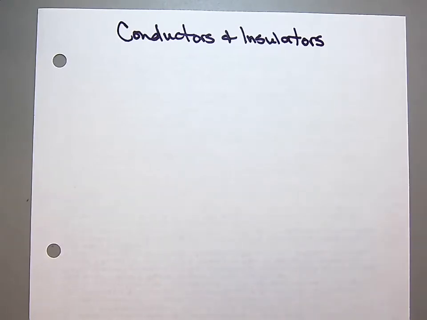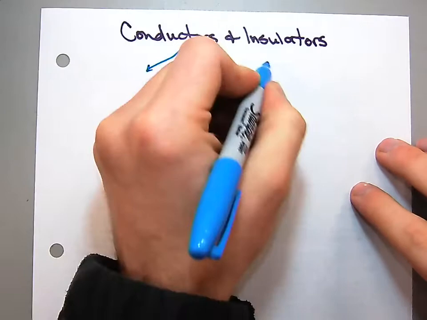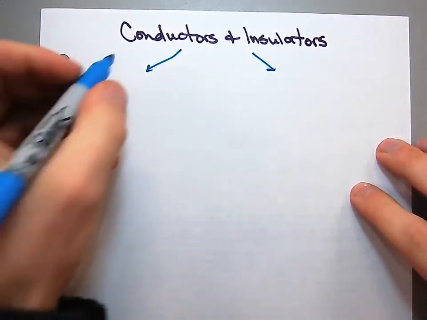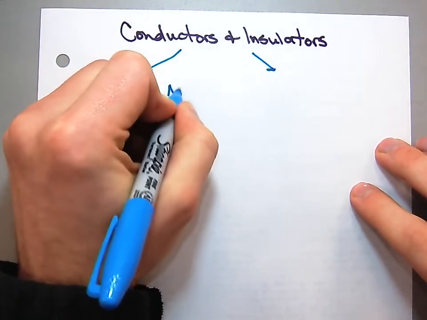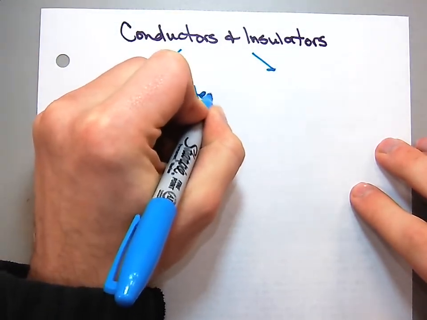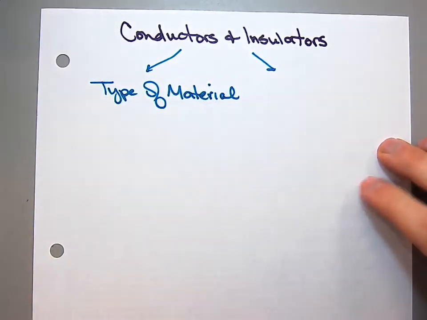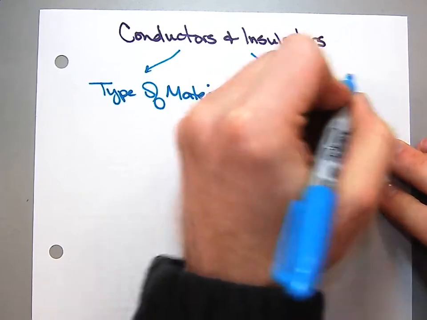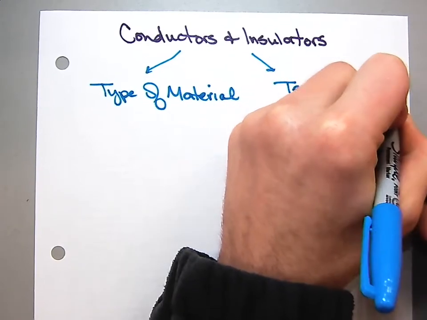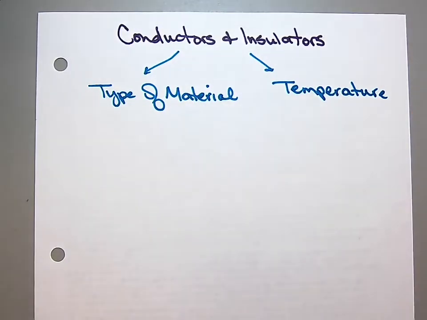There are two things we're going to look at to determine whether something is a good conductor or not. The first thing is the type of material, and the second thing is the temperature of the material. Under types of materials, we're going to consider really three categories: metals, metalloids, and nonmetals.